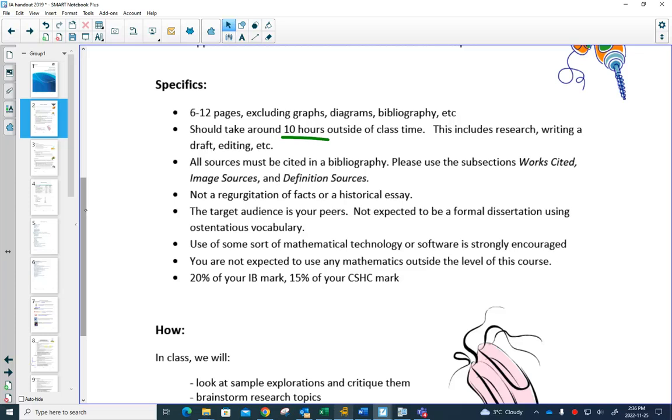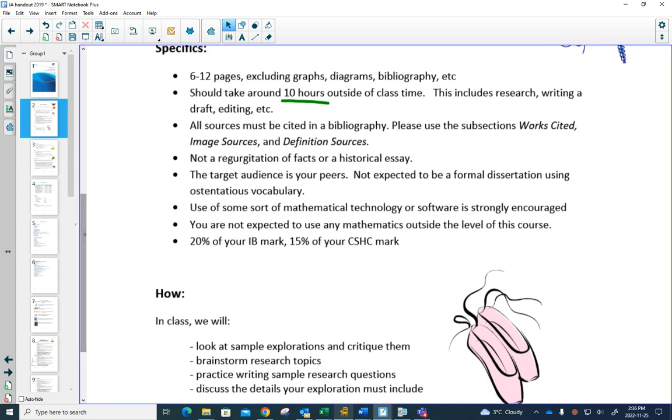Okay, your target audience is that you are writing this so that you could give it to your friend and say, hey, check this out. This is really cool. So you want to make sure that it is written so somebody in the class could read it and understand it. They want you to use some sort of mathematical technology. So if you're doing graphs, you might want to use Desmos or your graphing calculator. There's ways to get images from your graphing calculator onto Word so you can show exactly what you did. But probably Desmos is even nicer for that.